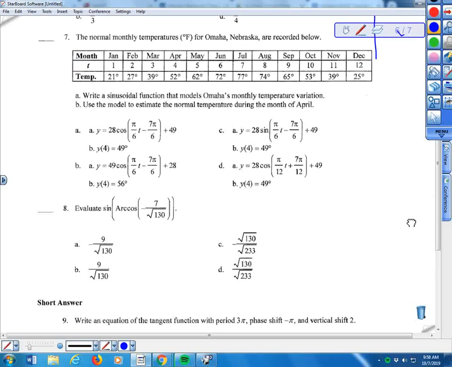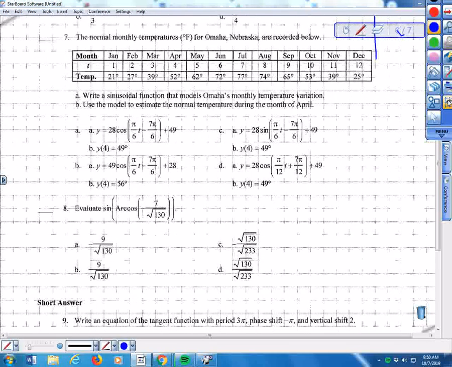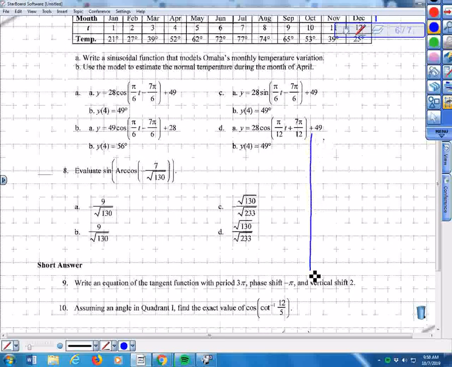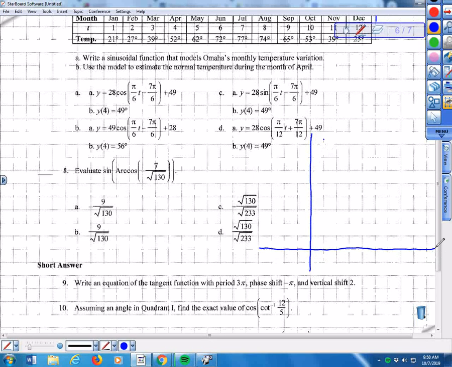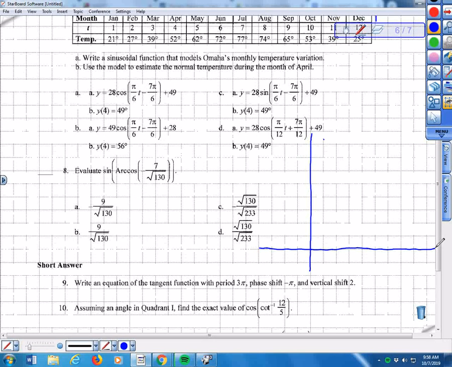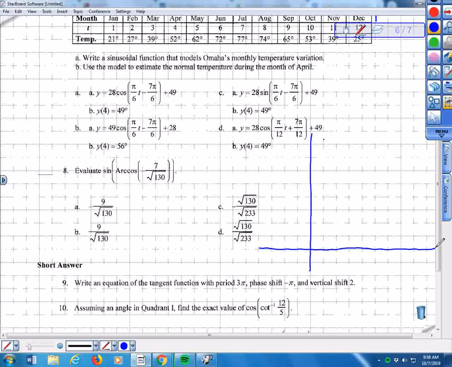All right. Normal monthly temperatures for Omaha, Nebraska. It's interesting. We got Omaha here, recorded below. Where do I want to do this? I'm going to plot these, January, and I'm going to do it in tens. That's good enough.